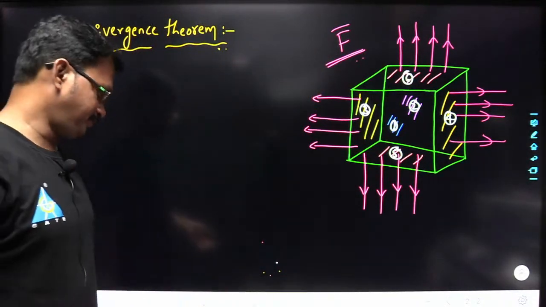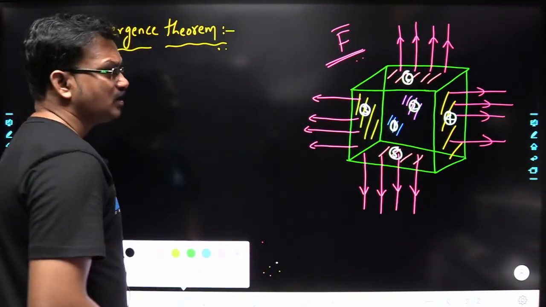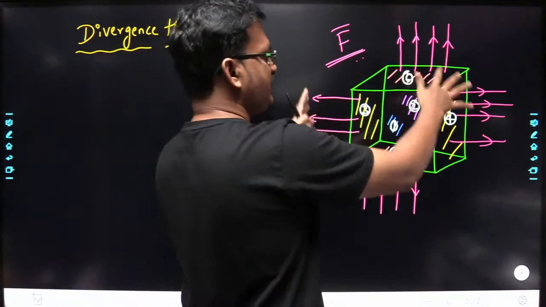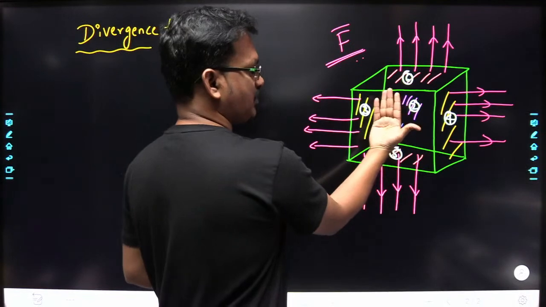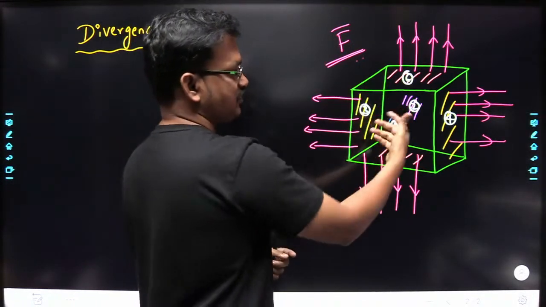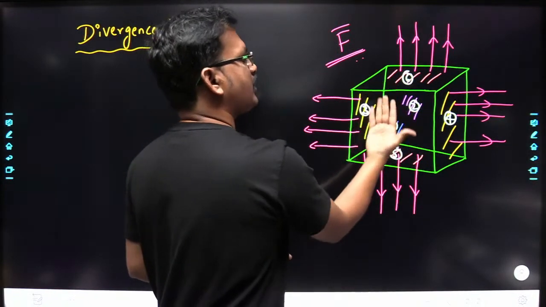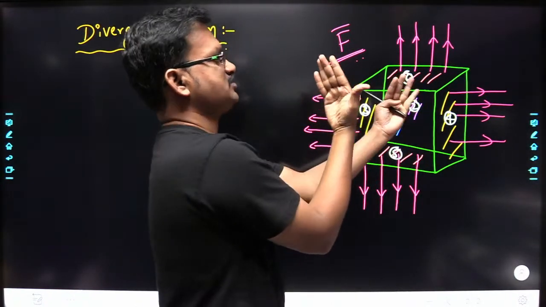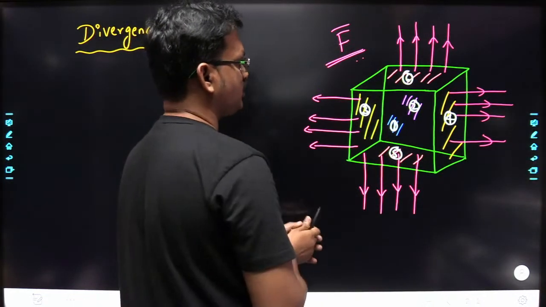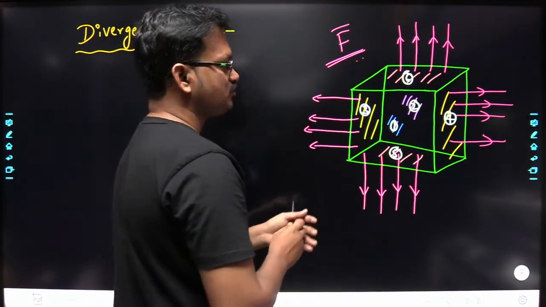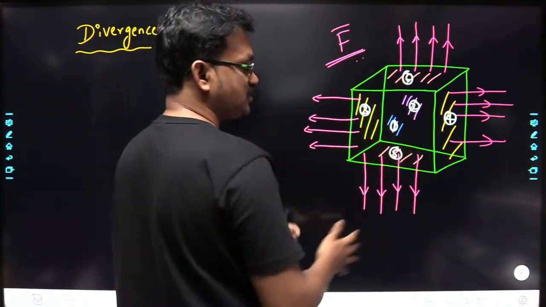Now see here, the field that is leaving any closed surface, I cannot draw the vector field coming out of the first surface and the second surface here. So the front surface is present like this, the back surface is present like this. I hope you have understood. So now let us assume some vector field is leaving this closed surface here.